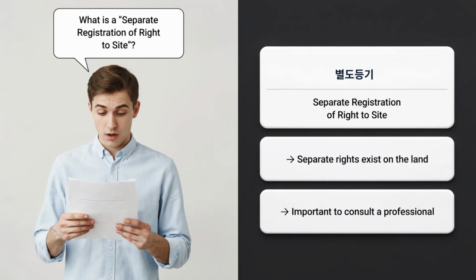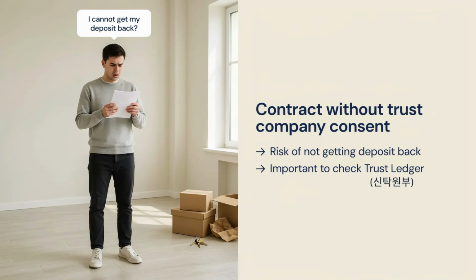If you sign a contract without the trust company's consent, it may become very difficult to get your deposit back. The original owner does not have legal ownership. The trust company did not agree to the contract. The trust company is unlikely to take responsibility. If Section A, Ownership Matters, shows a trust registration, it is important to check the trust ledger. The previous video explains how to check this document.